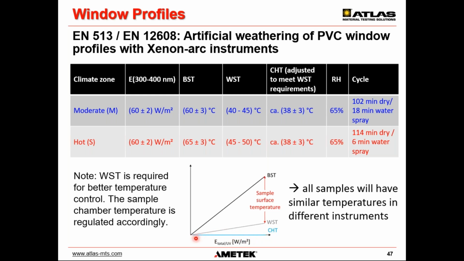But if you look at the typical specimen temperatures, they usually fall between your BST, your black standard temperature, and what we call a WST, or white standard temperature. So these test methods specify a range of white standard temperature, but machines can't control white standard temperature, so you have to adjust your chamber temperature accordingly until you get your white standard in this range. So in this way, you're better able to duplicate sample temperatures from test to test.